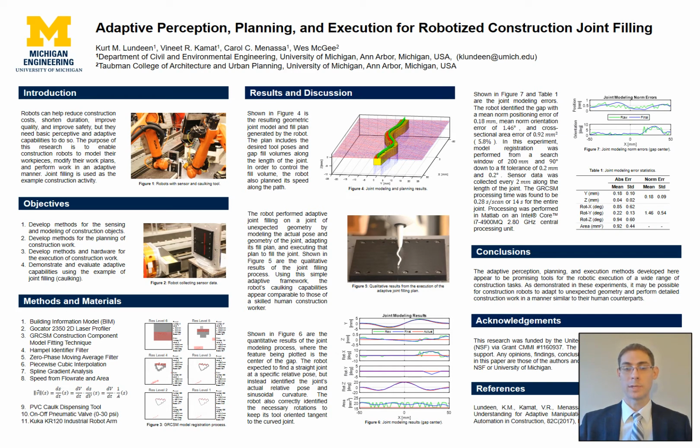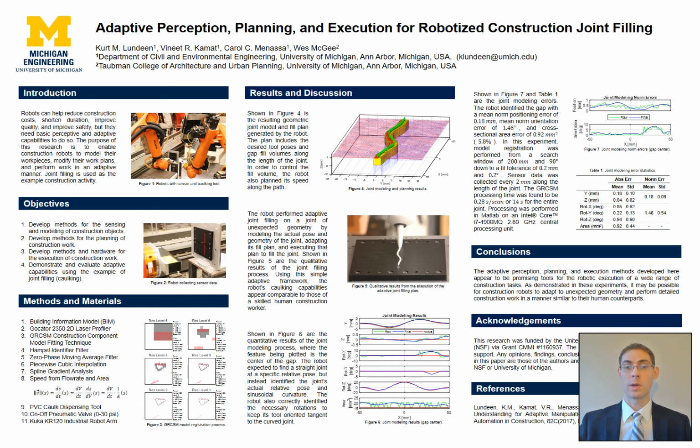We also developed a pneumatic caulk dispensing tool for the robot. We then combined everything and conducted an experiment using an industrial robot arm. In our experiment, the robot expected to find a straight, uniform joint at a specific location, but instead we placed an undulating joint in a slightly different location to see if the robot could adapt. The robot scanned the joint, registered workpiece models to the sensor data, adapted its plan to the new models, and executed its plan to fill the joint.